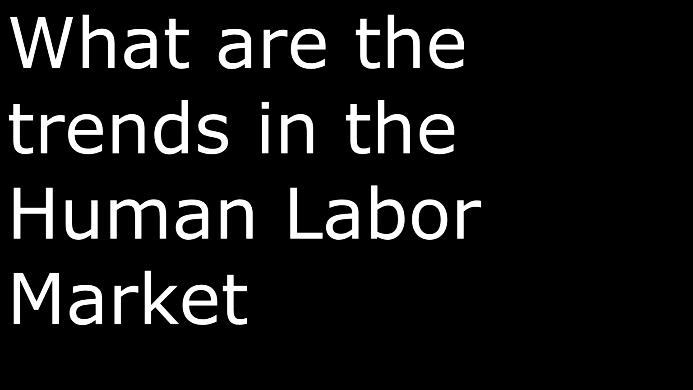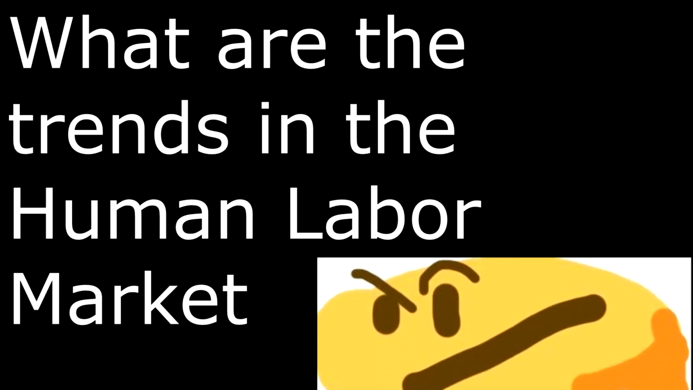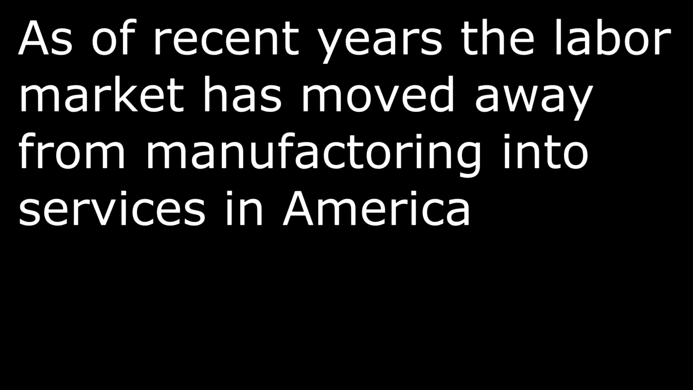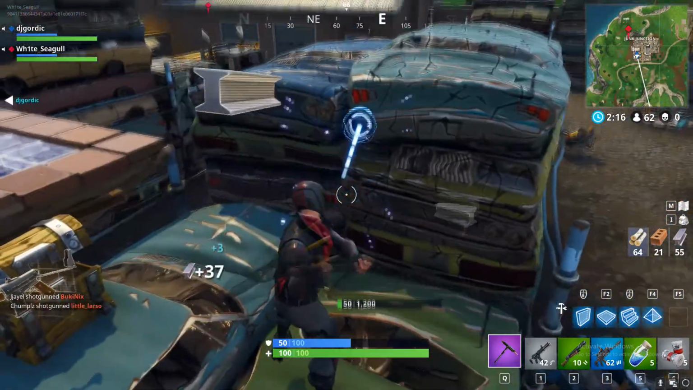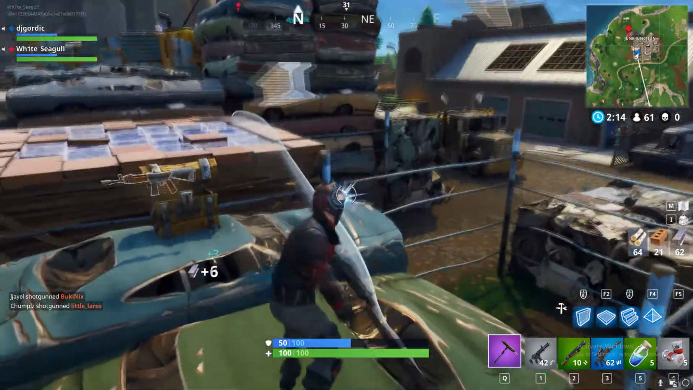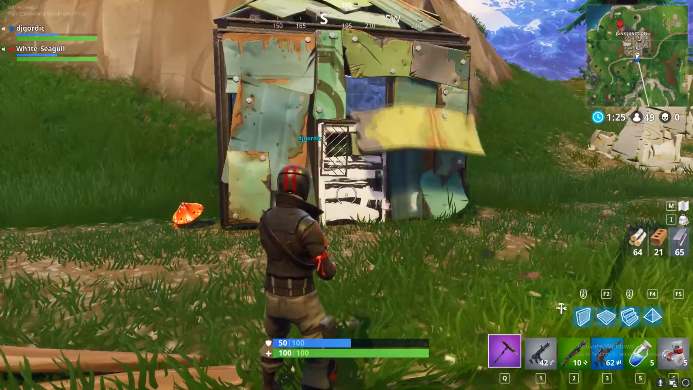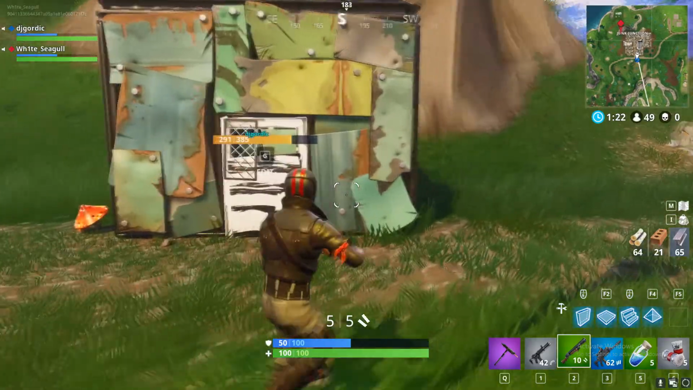Now, what are the trends in the human labor market? As of recent years, the labor market has moved away from manufacturing and to services in America. For example, back then, steel workers were popular in the 1940s. Nowadays, however, service jobs are more popular, such as real estate agent or nursing, etc.